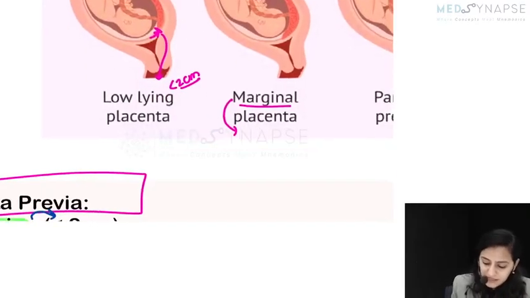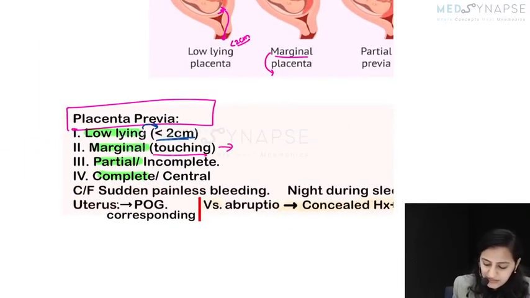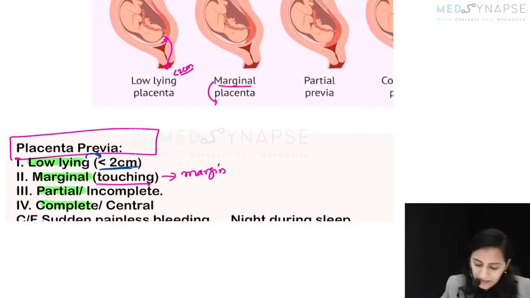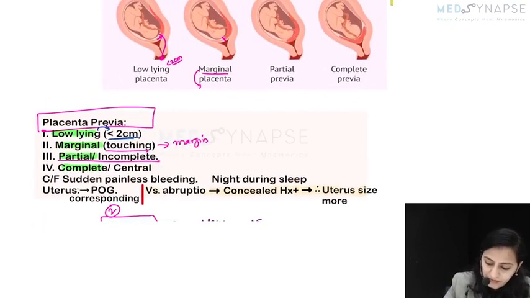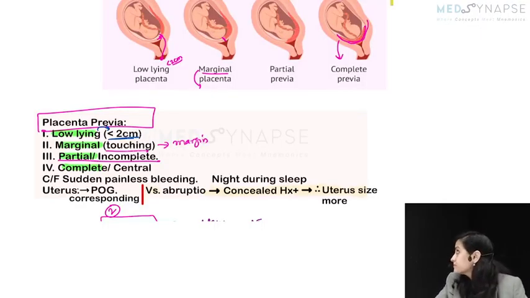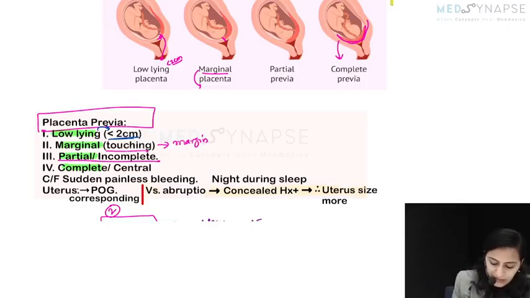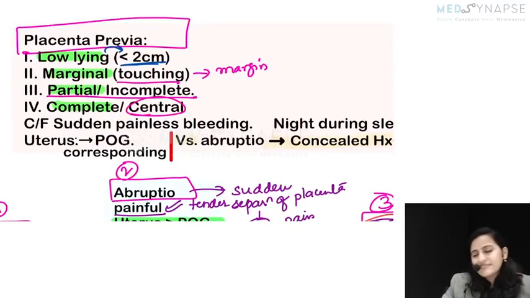Marginal placenta means touching the cervix, touching the margin of the cervix. Marginal just touches. Partial or incomplete means it is not going to the other side. If it is going to the other side, then it is complete. Complete means fully covering. Complete placenta previa, also called as central, partial is incomplete.